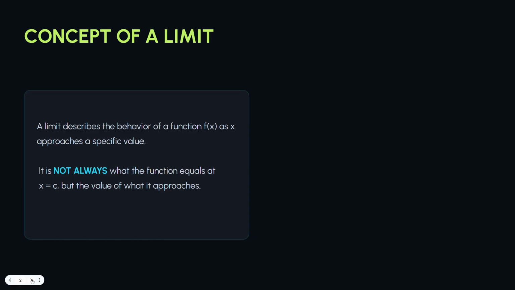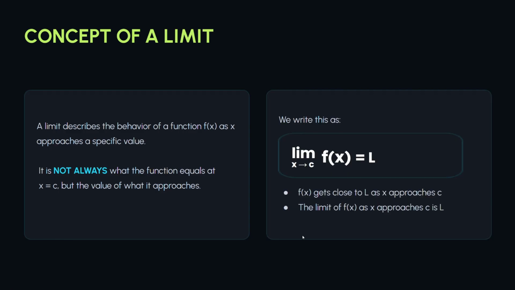What exactly is a limit? A limit describes the behavior of function f of x as x approaches a specific value. It is crucially important to understand that a limit is not always what the function equals at x equals c, but rather the value of what it approaches. Mathematically, we write this as f of x gets close to L as x approaches c, or the limit of f of x as x approaches c is L. This gives us our standard notation. The limit as x approaches c of f of x equals L.